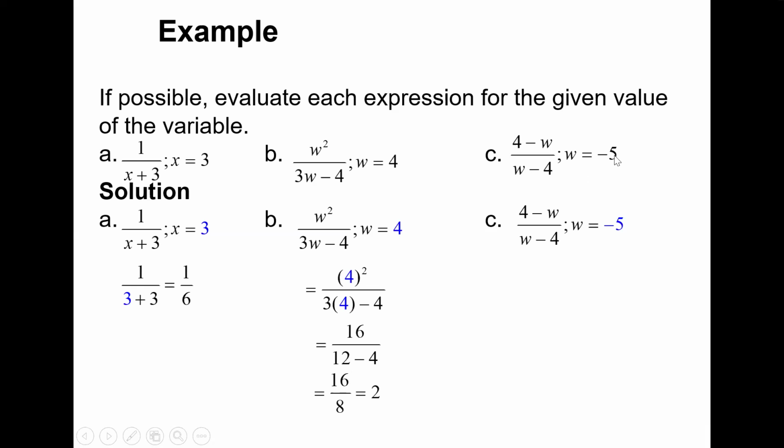Next one, we plug in a negative 5. So 4 minus a minus 5 is going to be 4 plus 5, so that's going to be 9. And we have a minus 5 minus 4, which is going to be minus 9, so that gives us a minus 1. Here we just have to remember there's a positive here, negative here, so we still have a negative in our value.